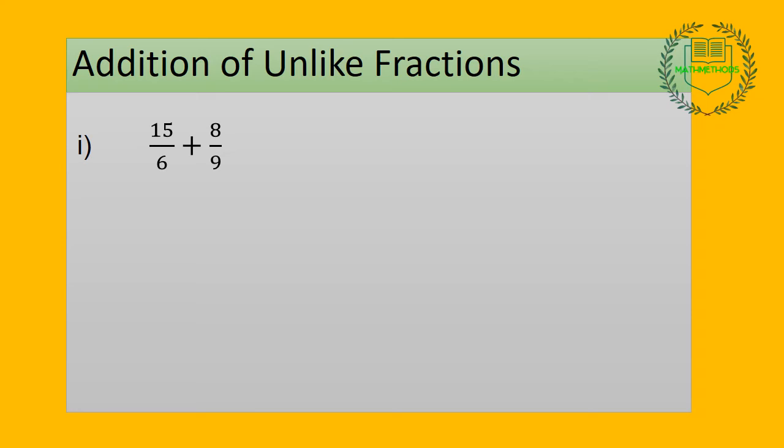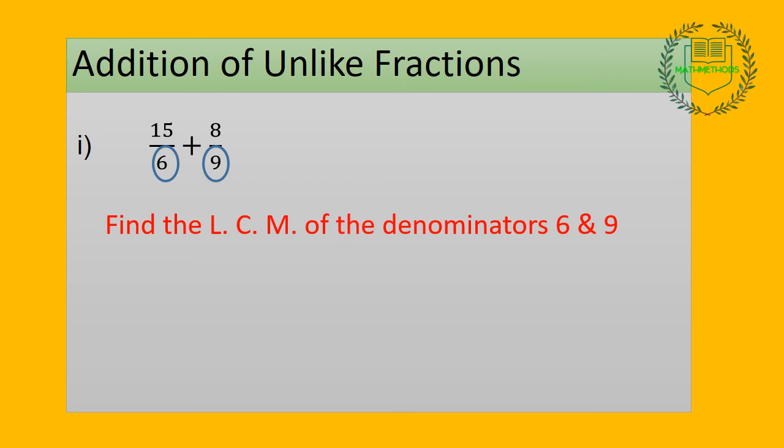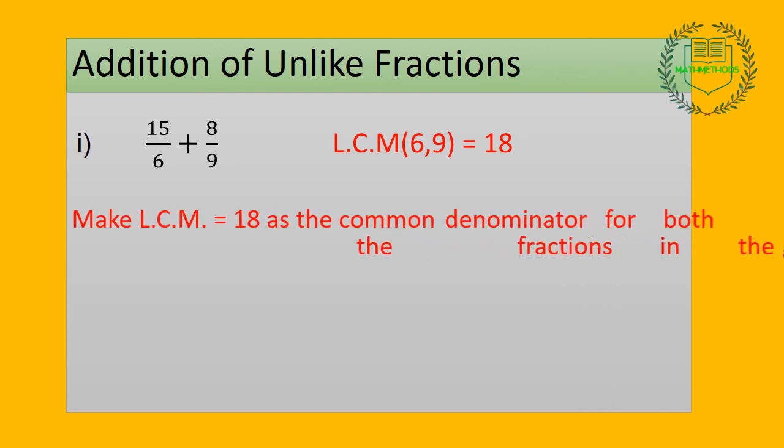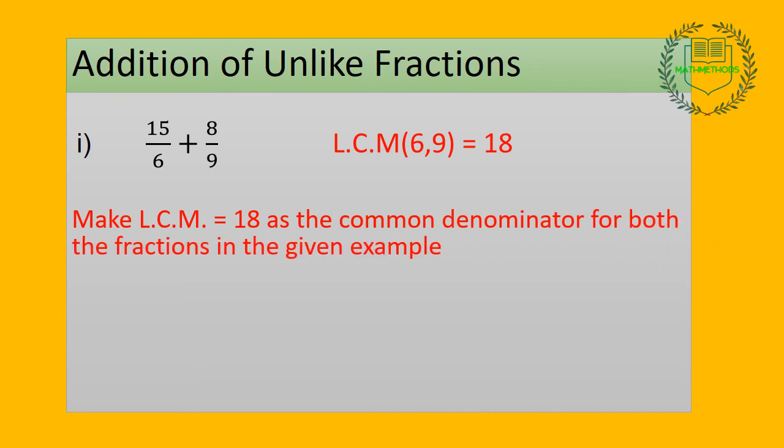Look at this example. The denominators here are not the same. In order to make the denominators here the same, we first need to find the LCM of both the denominators. The LCM of 6 and 9 is 18. Now we must make this LCM, that is 18, the common denominator for both the fractions. And how do we do that?